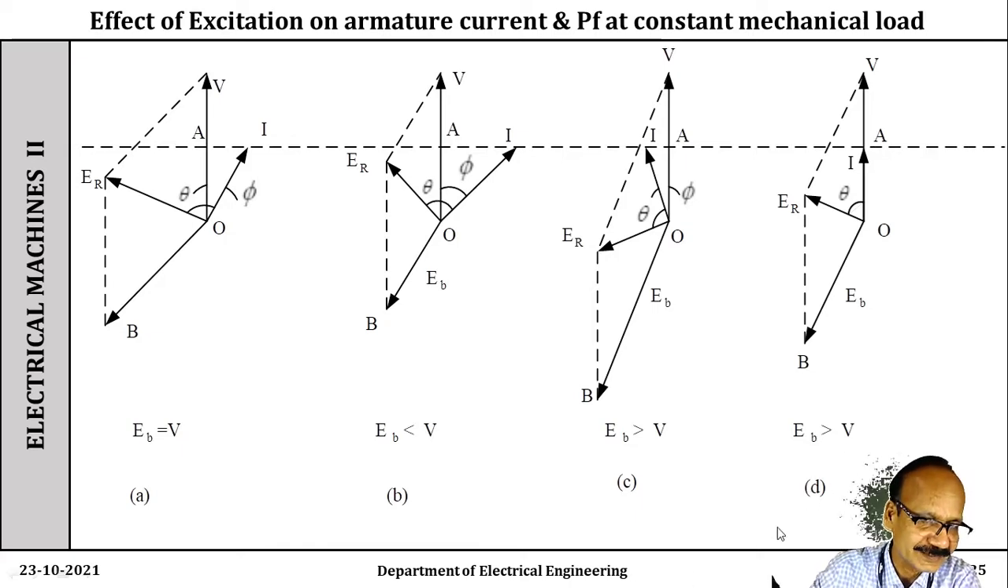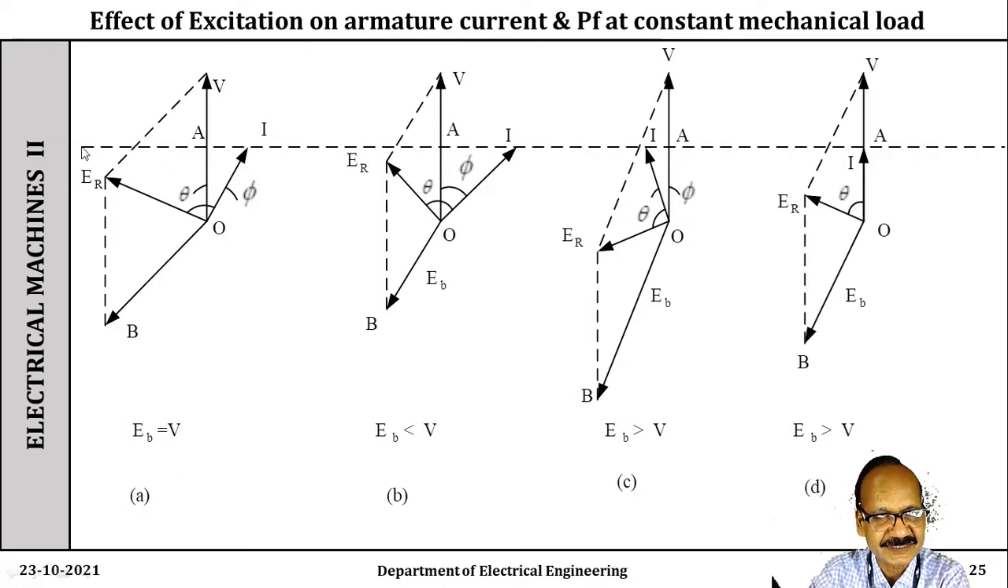Look at figure 1. Here the voltage is taken as a reference phasor for all the phasors. Voltage is taken as a reference phasor, and it has been observed that the locus of the armature current is a straight line, shown by the dotted lines.